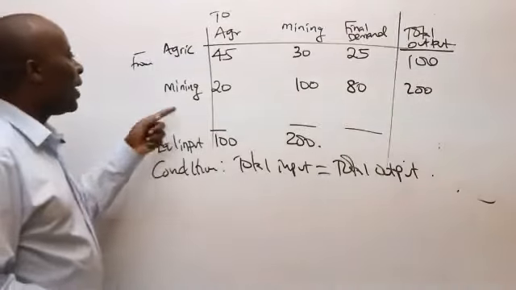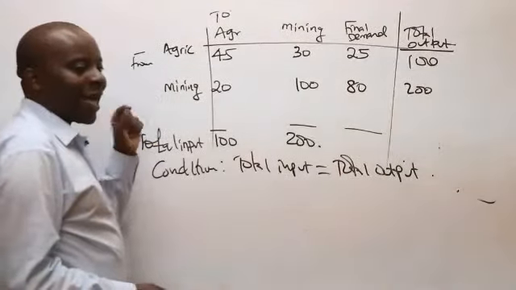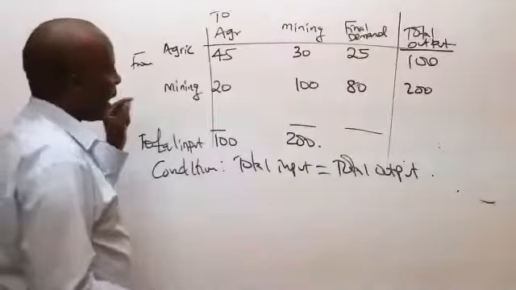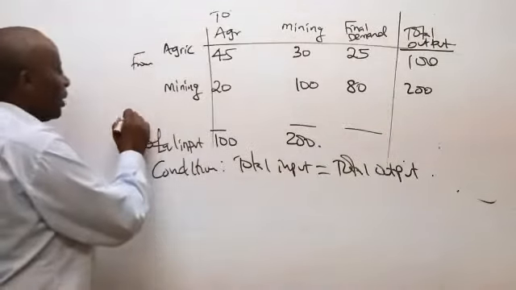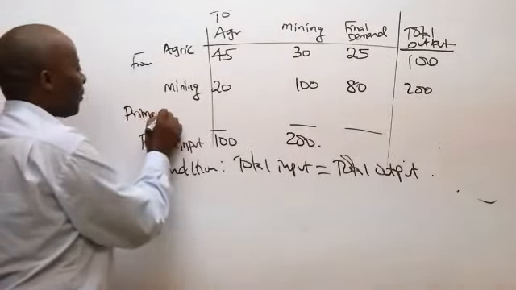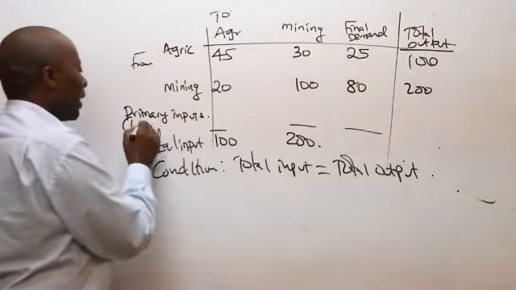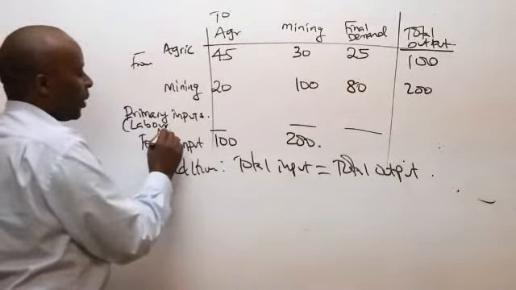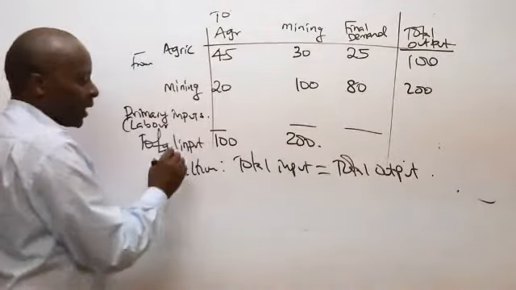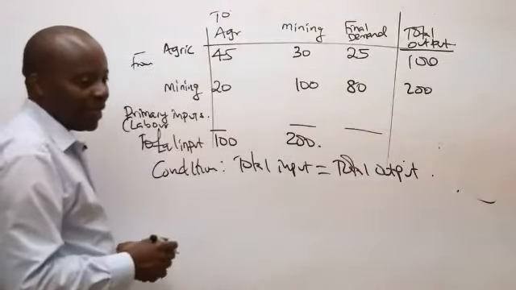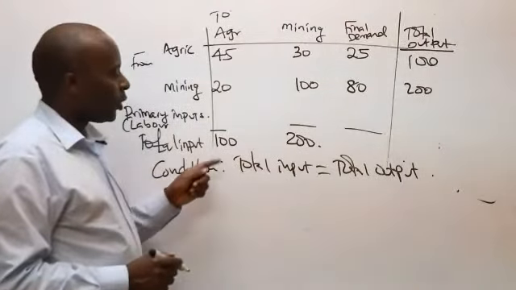Then the balancing figure here means that we must have gotten some raw materials from sources other than the sectors. Whatever raw materials you get from non-sectoral sources, we normally call primary inputs. Primary inputs are constituted by things like labor, entrepreneurship, the factors of production, if you remember them. These can't be given by any industry. They are the essential inputs, so they should be balancing figures.